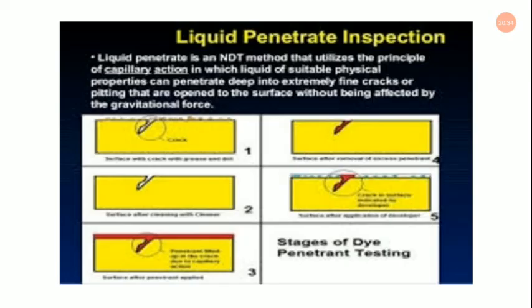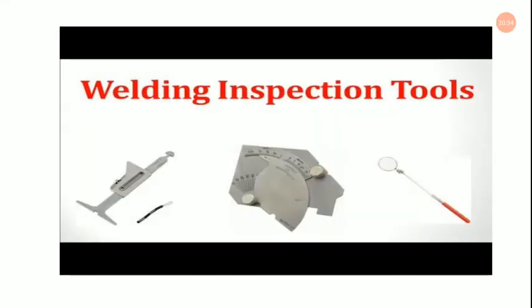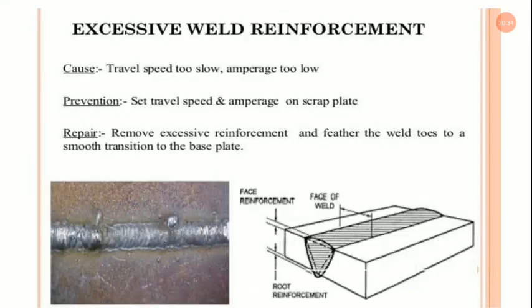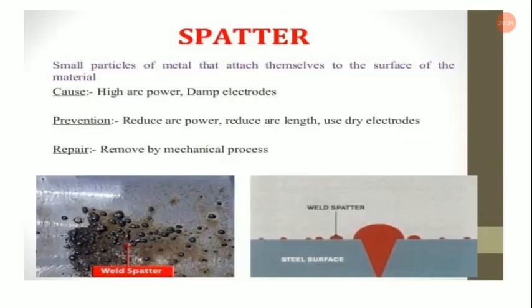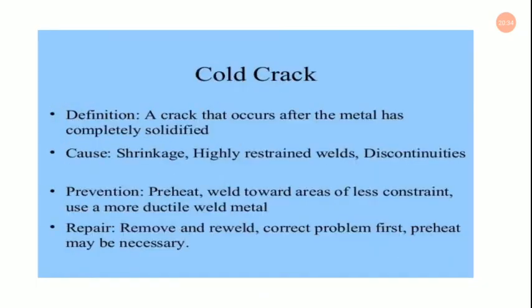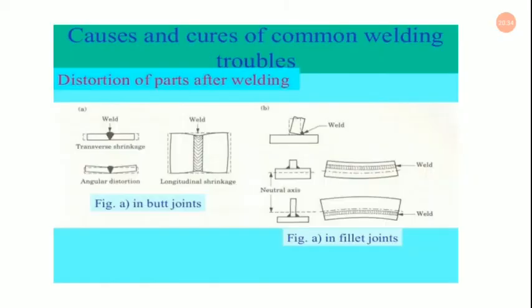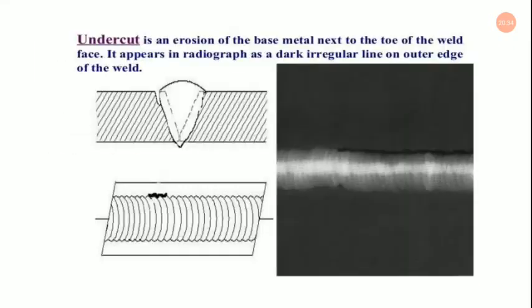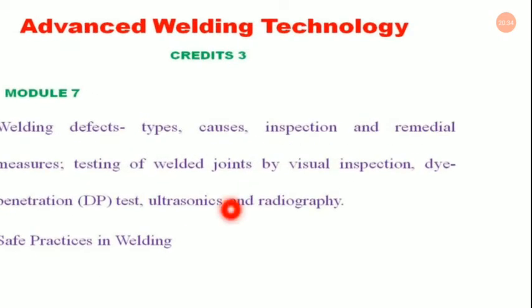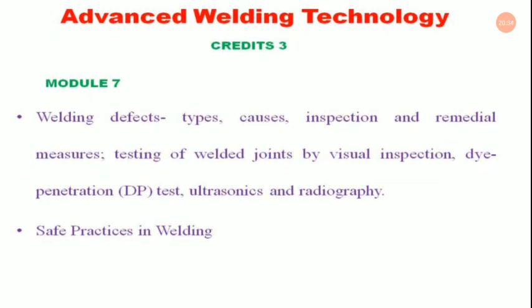So students, today we have completed the second part of welding defects, and we have also learned about the dye penetration test. In the next class we will be completing the welding defects, and we will have some more discussion on the different types of testing of welded joints. Today we discussed the dye penetration test. In the next class we will discuss another testing method of welding.